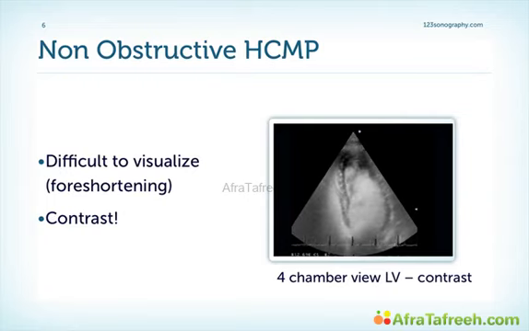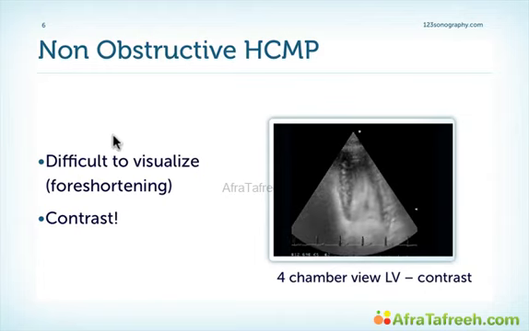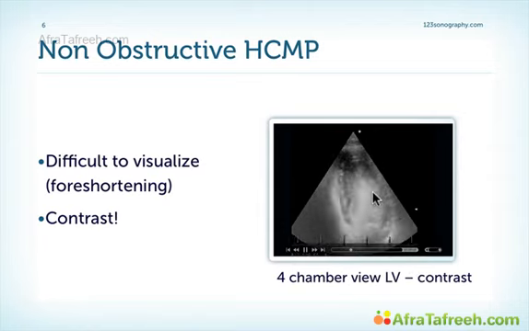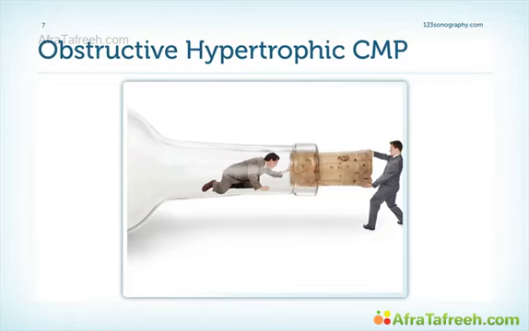Sometimes it can be quite difficult to visualize this spade sign and the apical hypertrophy, especially in patients who have poor image quality and especially in patients where we have foreshortening of the apex. In this case, it is sometimes advisable to perform a contrast study, an LV contrast study, where you can nicely visualize the spade sign and the hypertrophy of the apical segments.